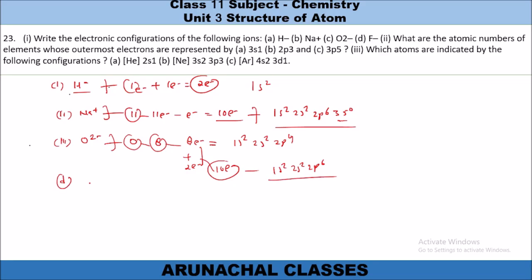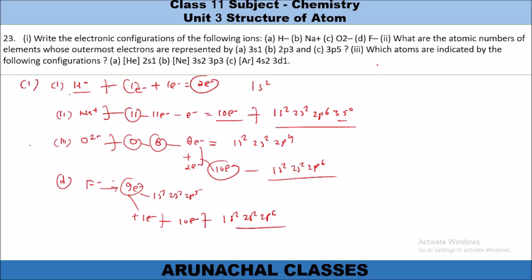The last one we have here is fluoride ion. The fluorine atom has 9 electrons, atomic number 9, so it will be 1s2, 2s2, 2p5. And for fluoride ion, we have to add 1 electron more, so it will be 10 electrons, 1s2, 2s2, 2p6. So this is how we have come across these electronic configurations. Now this is the first part of the question.